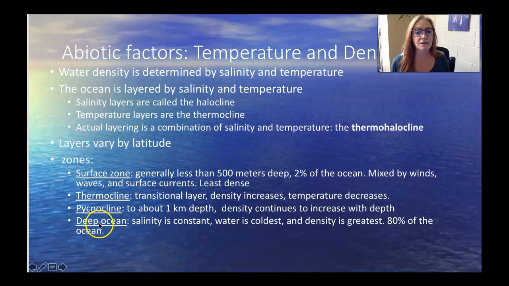And then we have the deep ocean. This is where salinity is constant. It's 1 kilometer and deeper. The water is the coldest, the density is the greatest, and this is most of the ocean. So technically, the deep ocean layer is the largest kind of ecosystem in the world, right? It's most of the ocean, most of the planet.